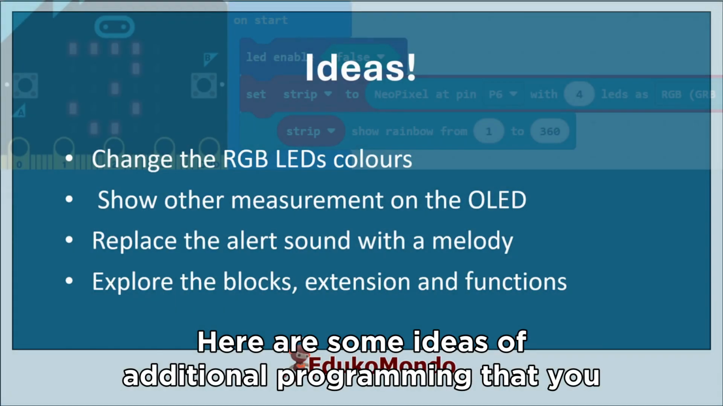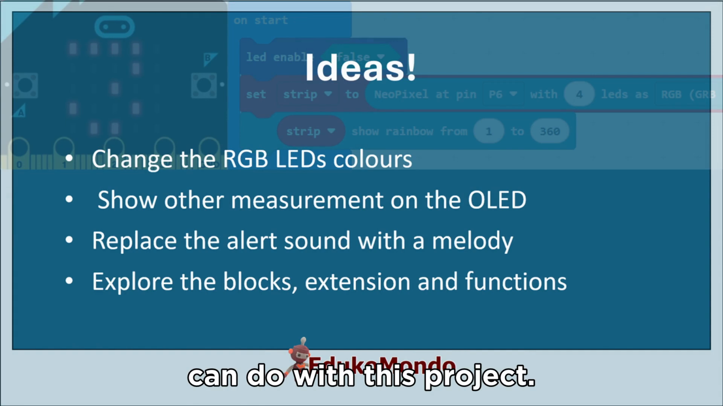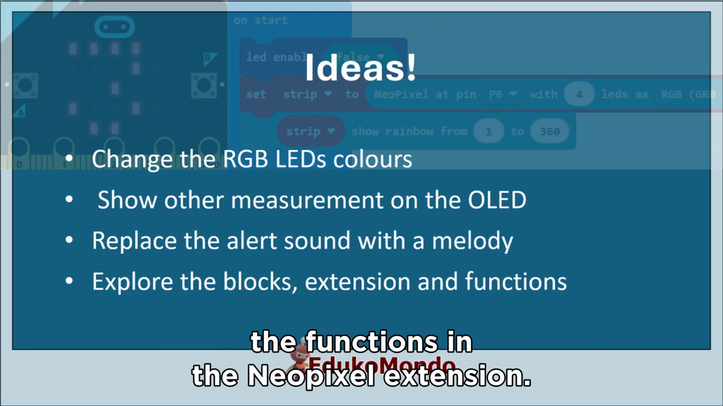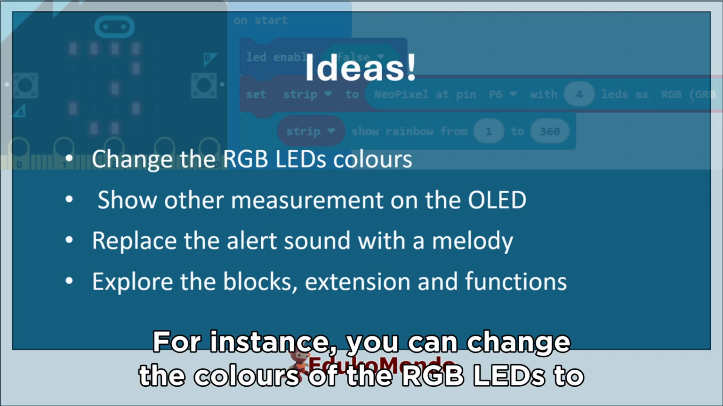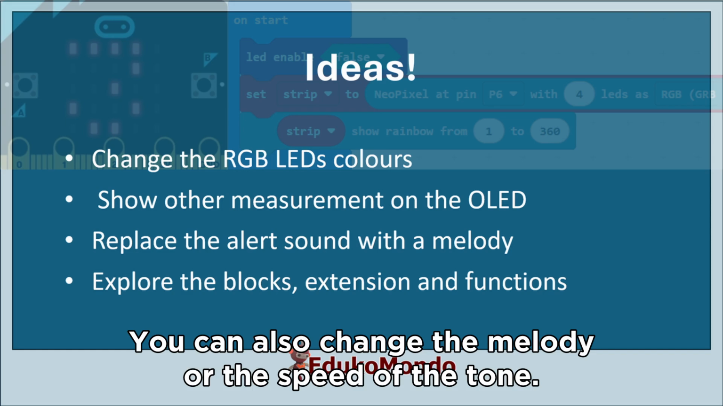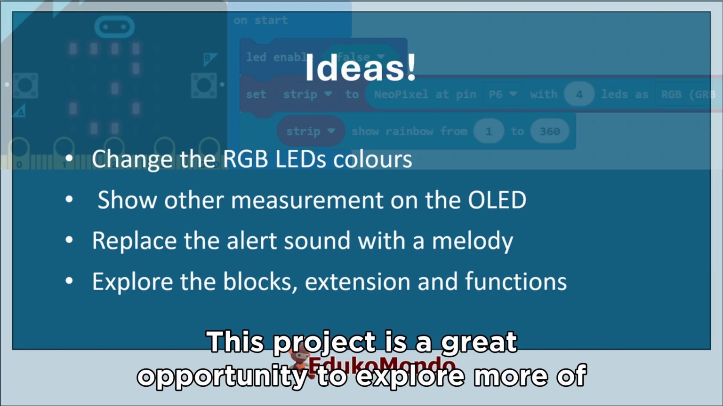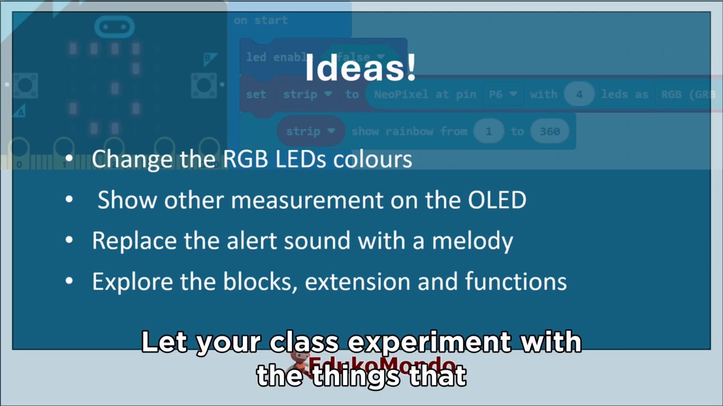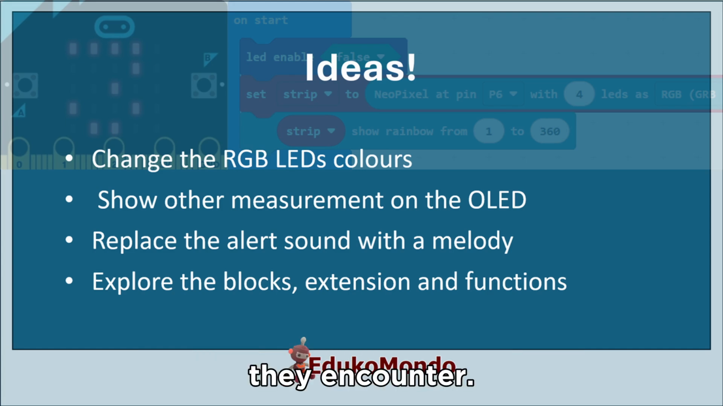Here are some ideas of additional programming that you can do with this project. You can change the RGB LED behaviors to explore more of the functions in the NeoPixel extension. For instance, you can change the colors of the RGB LEDs to only show red, green, or blue. You can also change the melody or the speed of the sound. This project is a great opportunity to explore more of the functions and the extensions that are available in the MakeCode blocks. So let your class experiment with the things that they encounter.